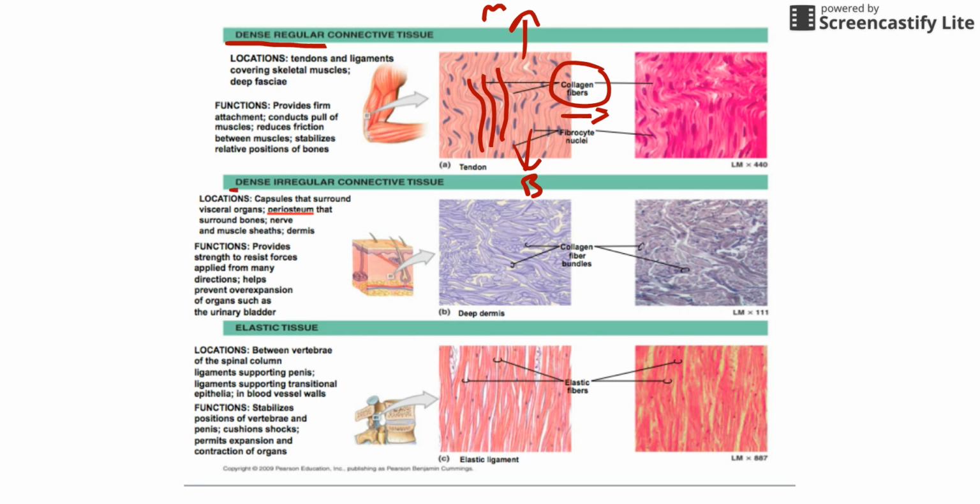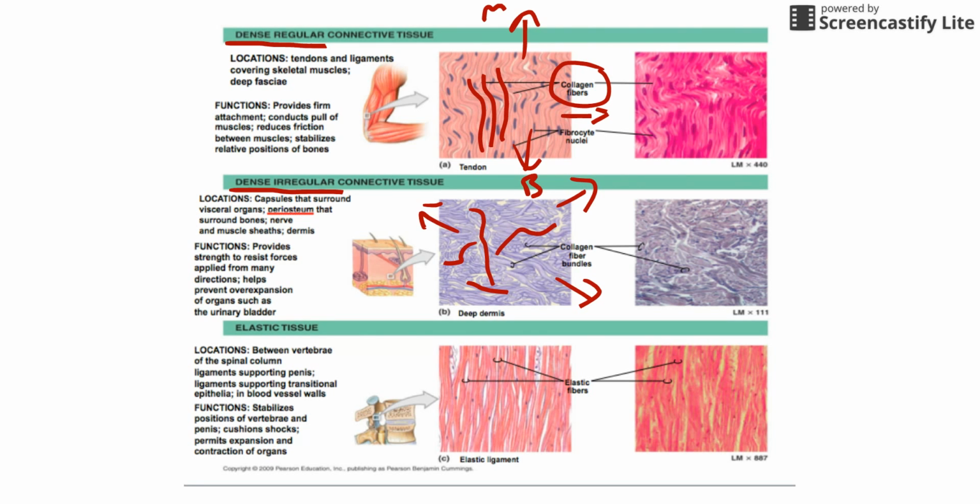Down here we have dense irregular. So the irregular refers to the fact that some of it's going this way, some of it's going this way, some of it's going this way. It's all over the place. All right? And what that allows us to do is have strength in multiple directions. So if I yank at it from this way and pull that way, it's going to hold together. If I pull that way, it's going to hold together. So it's just strong in any direction.